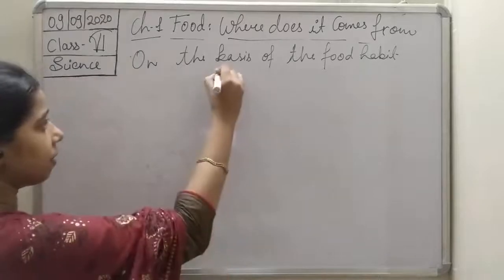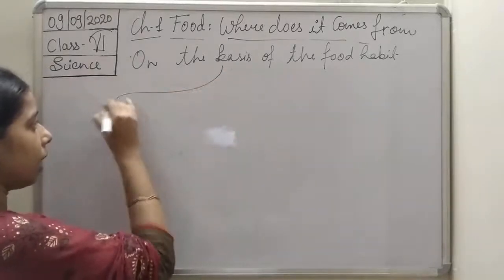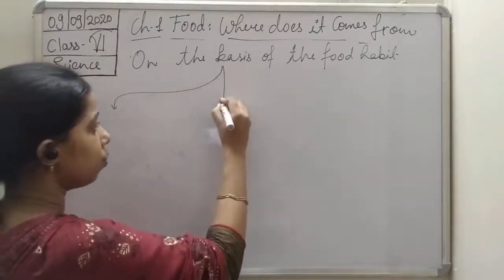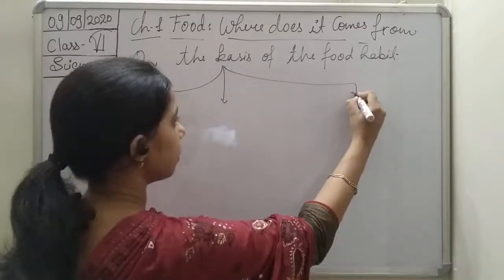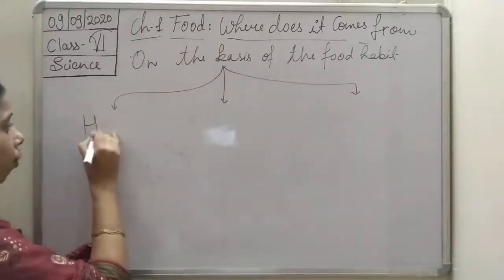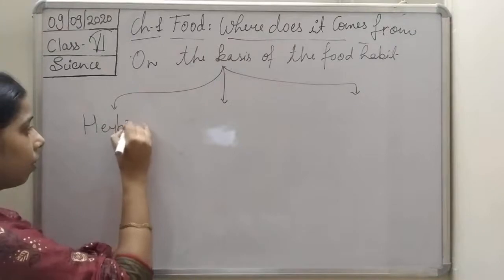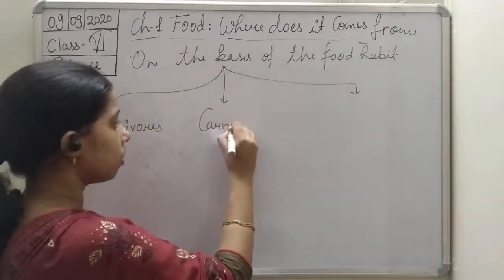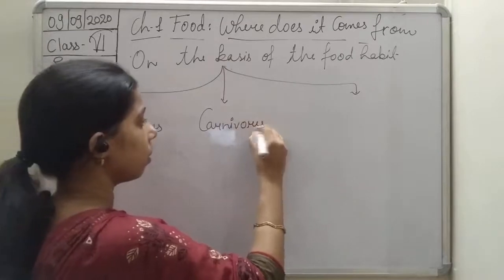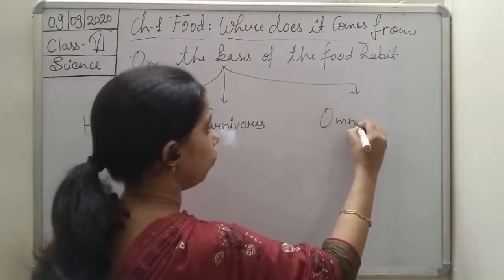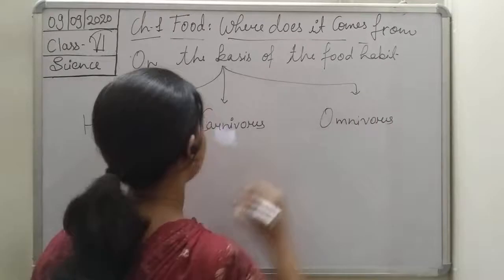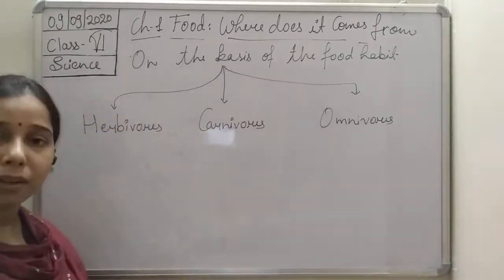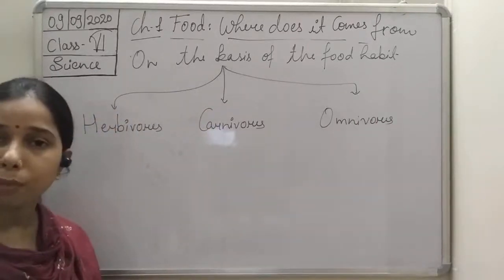Food habit has been classified into three types, students, and those are herbivores, carnivores, and omnivores. Herbivores, carnivores, and that of the omnivores.